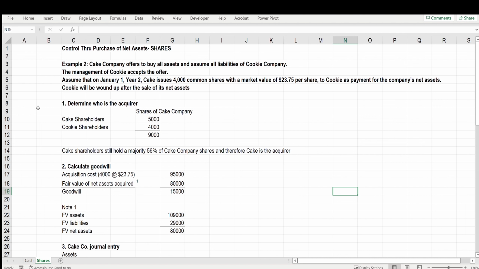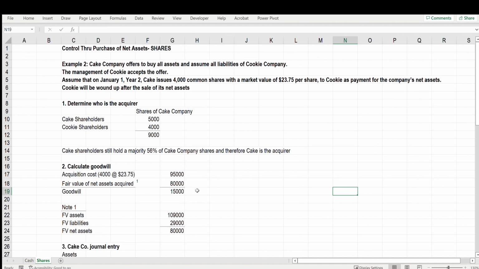So the first step here is to determine who is the acquirer. It's very important. Cake shareholders hold 5,000 shares, but Cookie shareholders, after the acquisition, will have 4,000 shares, and in total the shares outstanding will be 9,000 shares. But still, if we do the math of 5,000 out of 9,000 shares total, Cake shareholders still hold a majority of 56% of the Cake Company shares, and therefore Cake is the acquirer.